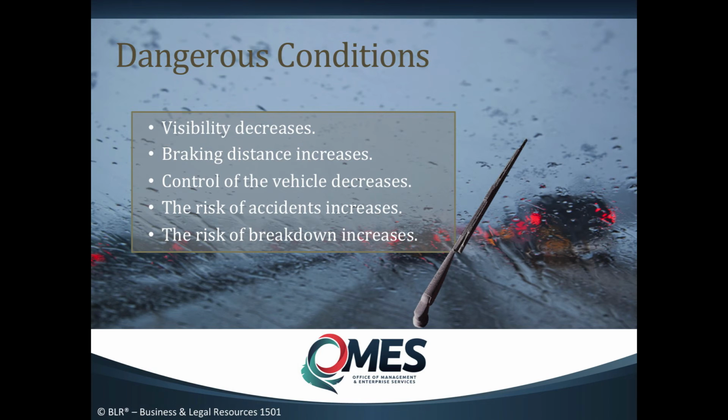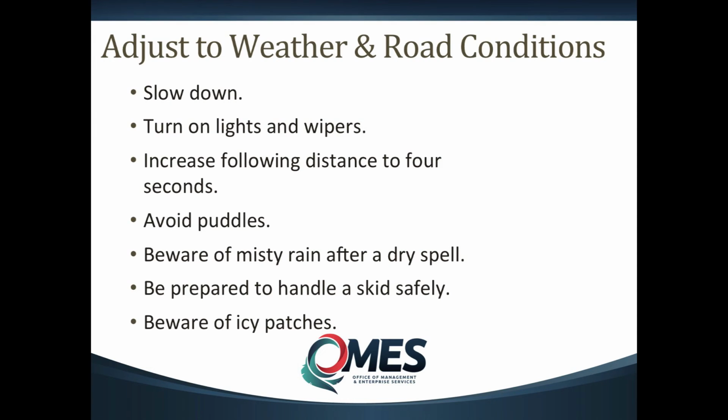Think about some of the extreme weather conditions you've experienced on the road. For example, a severe thunderstorm or fog. Consider how those conditions affected your driving and your safety. When the weather or road conditions are bad, you need to adjust your driving accordingly to prevent accidents. Reduce your speed and turn on your lights and wipers if necessary. Increase following distance to 4 seconds. That is 1 1,000, 2 1,000, 3 1,000, 4 1,000, in bad weather or when road conditions are poor.